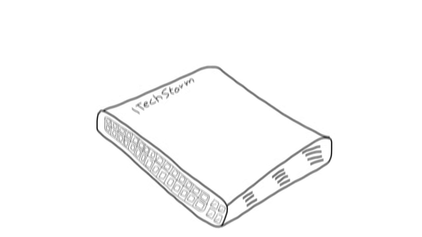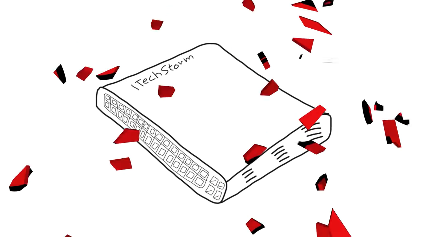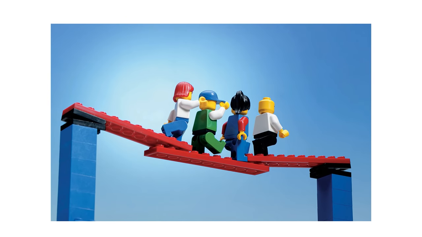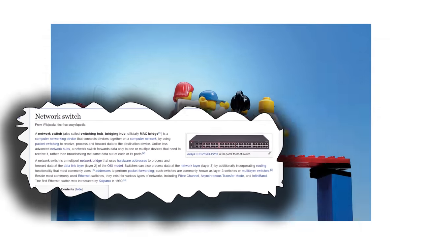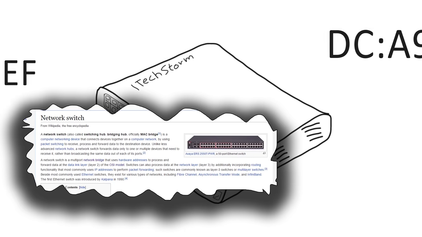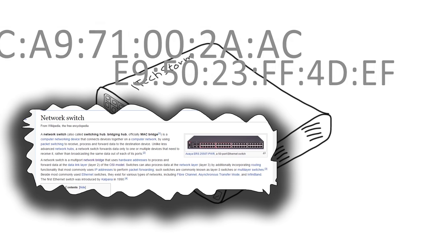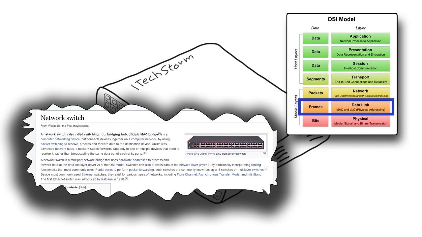Now, the part everyone has been waiting for. How in the world do you build a custom 10 gig switch? Well, for starters, you have to build a bridge. According to Wikipedia, a network switch is officially known as a MAC bridge. A switch is a multi-port network bridge that uses hardware addresses to process and forward data at the data link layer, layer 2, of the OSI model. So to summarize, a switch is a bridge is a switch.